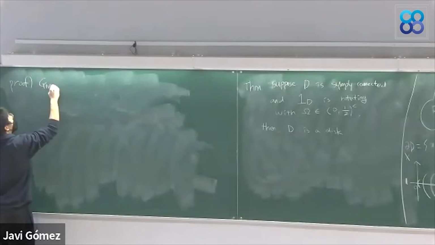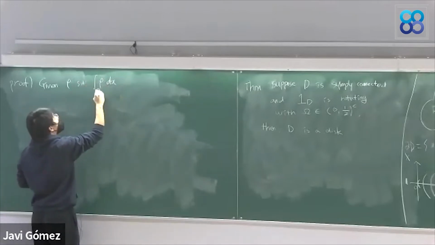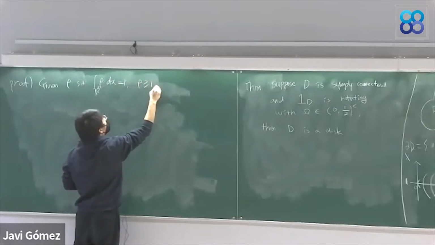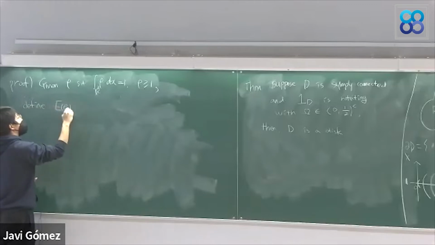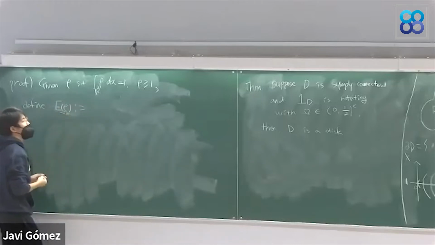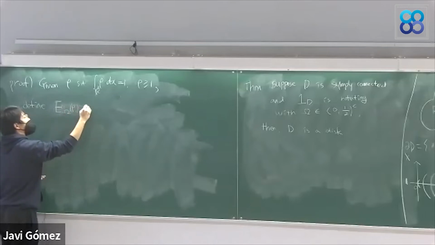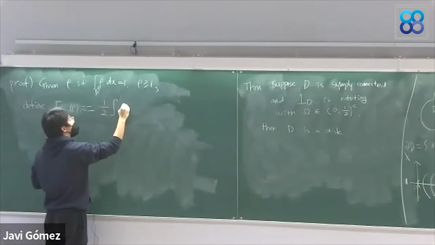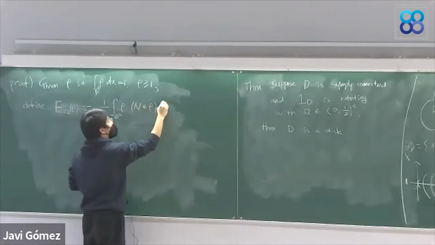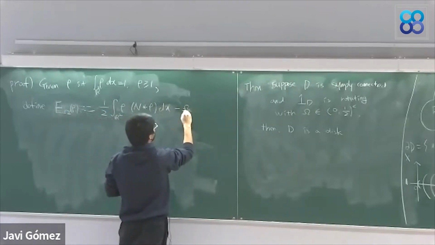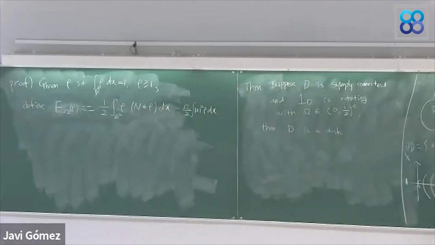So given a probability density rho on R^2, we define E of rho, which depends on the angular velocity, to be 1/2 of the integral of rho times the Newtonian potential involved with rho, minus omega over 2 times the integral of |x|^2 rho. That's the energy functional that we are looking at.